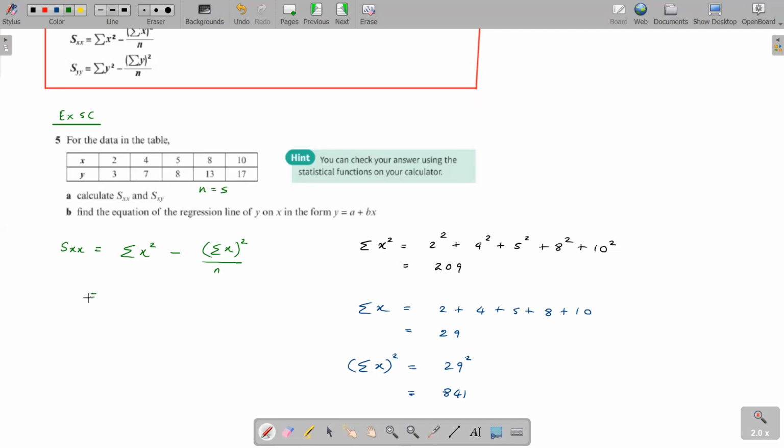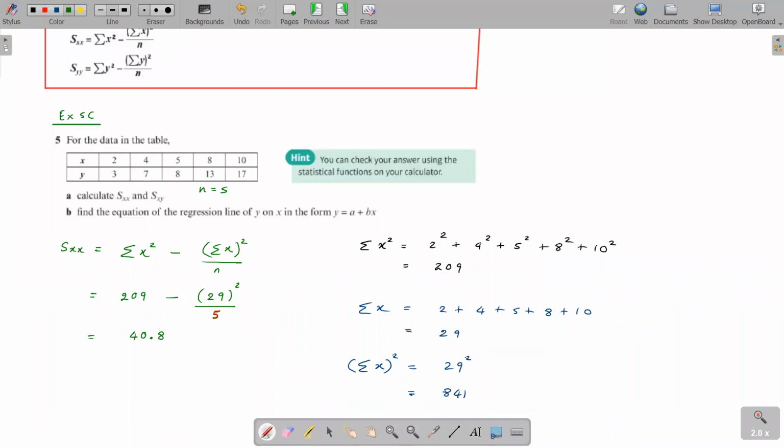So let's substitute the values now. Sigma x square is 209 minus sigma x is 29 whole thing square over n is 9. Do you agree, guys? Okay, so let's get the answer. This is the Sxx answer. Guys, n should be 5 here, right? Not 9. Okay, n should be 5 here. 209 minus 29 square over 5. So get the answer here with the calculator. Type the whole thing in the calculator. Get the Sxx value. So guys, we get here 40.8.